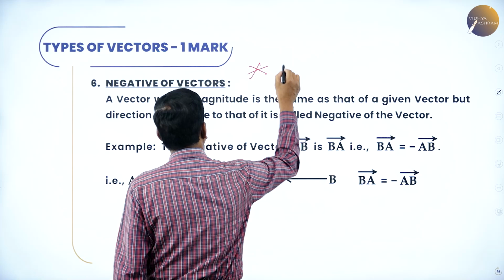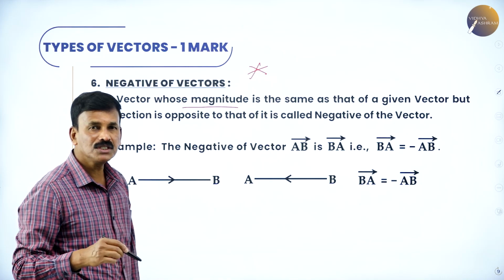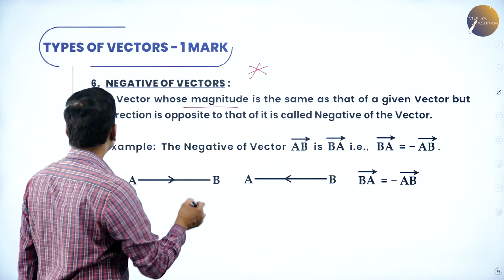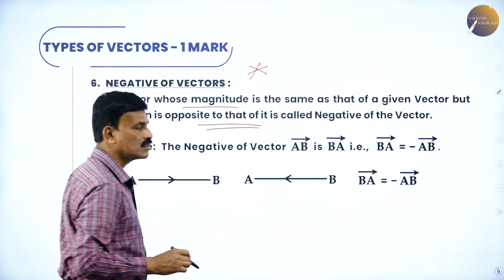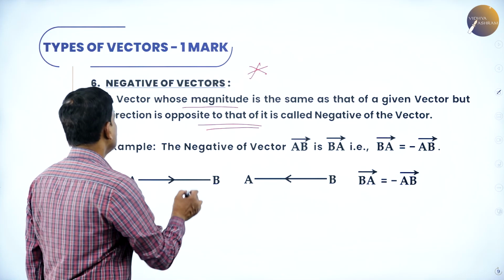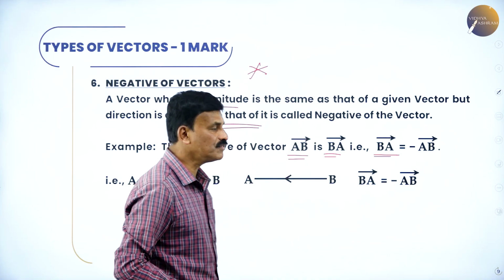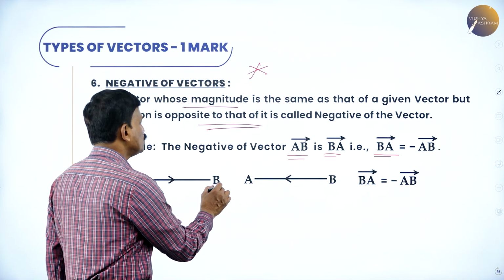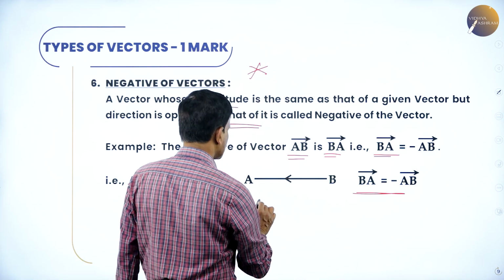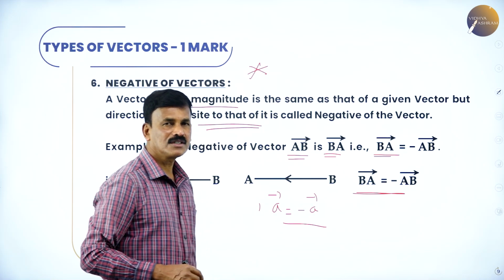This is also very important. Negative of a vector means a vector whose magnitude is the same as that of the given vector, but the direction is opposite to that of the given vector, denoted as minus AB. That is, the negative of vector AB is BA, denoted as vector BA equals minus of AB. So, if this is the vector A to B, then the negative of the vector is B to A, that is BA equals minus of AB. Suppose A is the vector, then the negative of this is denoted as minus vector A, right?